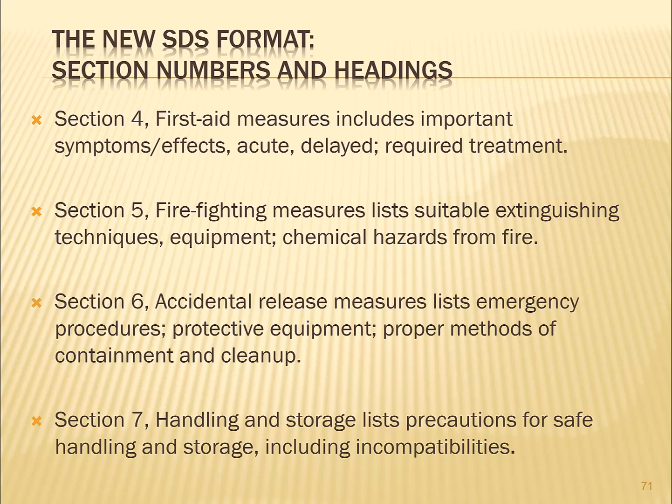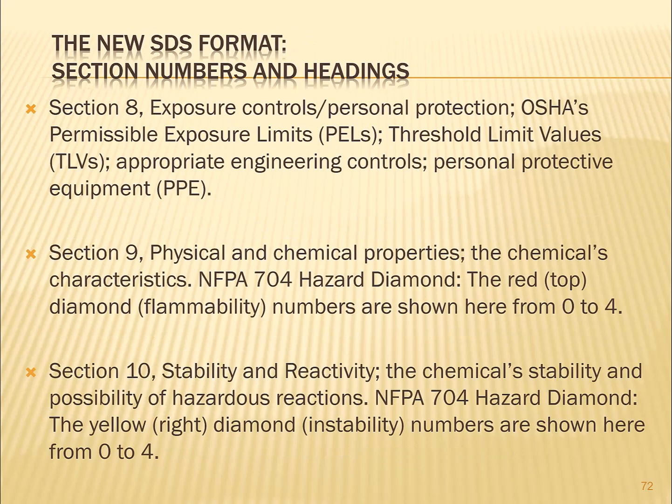Okay, so far you've had 2 sections to remember, Section 1 and Section 4, and then now Section 8. You need to know that one. It deals with exposure controls, personal protective equipment, OSHA's permissible exposure limits, threshold limit values. That was the TLVs I was talking about at the beginning, the appropriate engineering controls, and ultimately the personal protective equipment that you're going to wear while you're using this material. So this is where you go to find out. Section 8 is where you go to find out about the PPE that you need to use in order to work with it. Not talking about the cleanup of a spill, just to work with it.